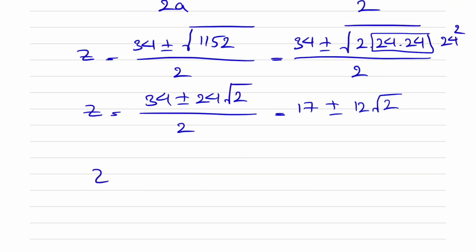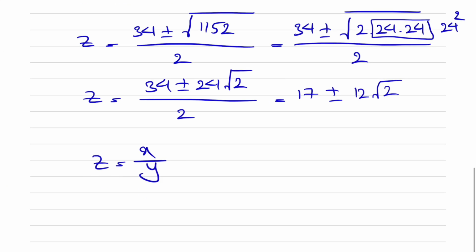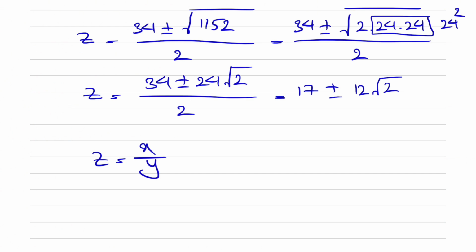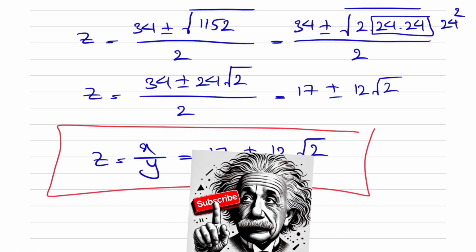As we mentioned earlier, our z in here is x over y. That's what we had in here, and we started with x over y is equal to z, which is what the question is asking, and this will be equal to 17 plus or minus 12 square root of 2, which would be the final answer for this question and what we were looking for.